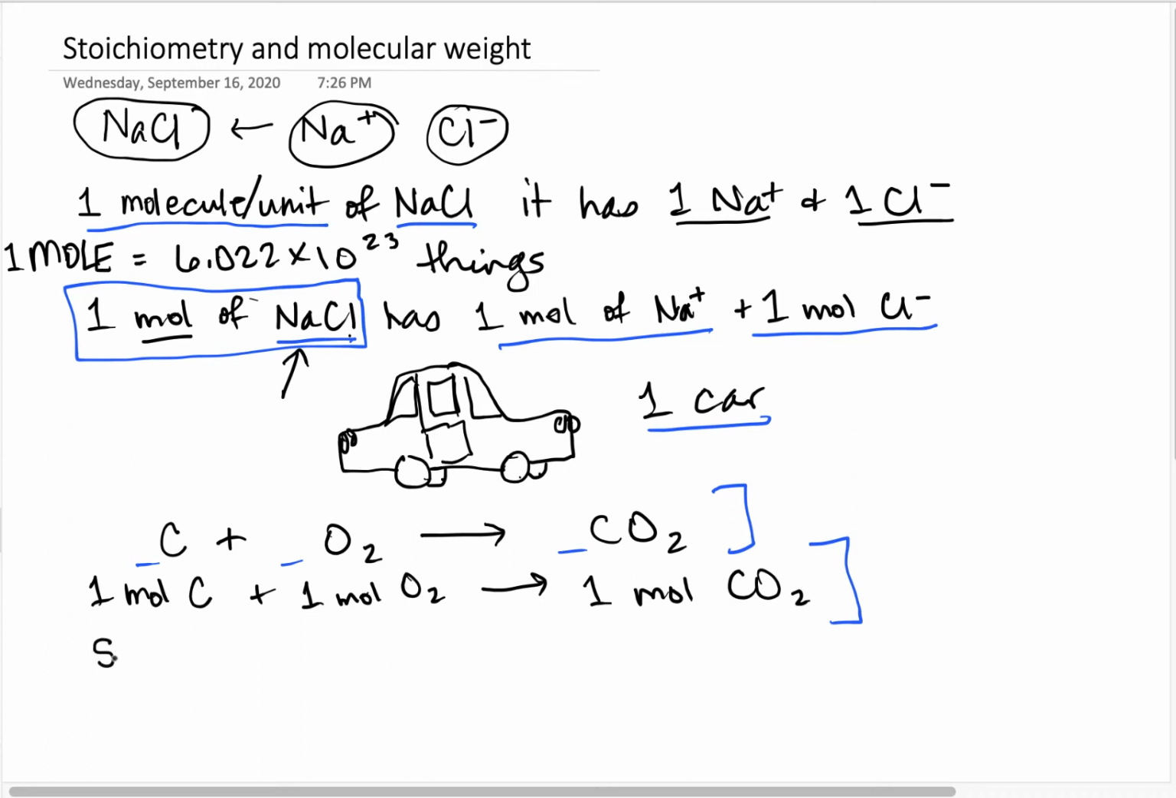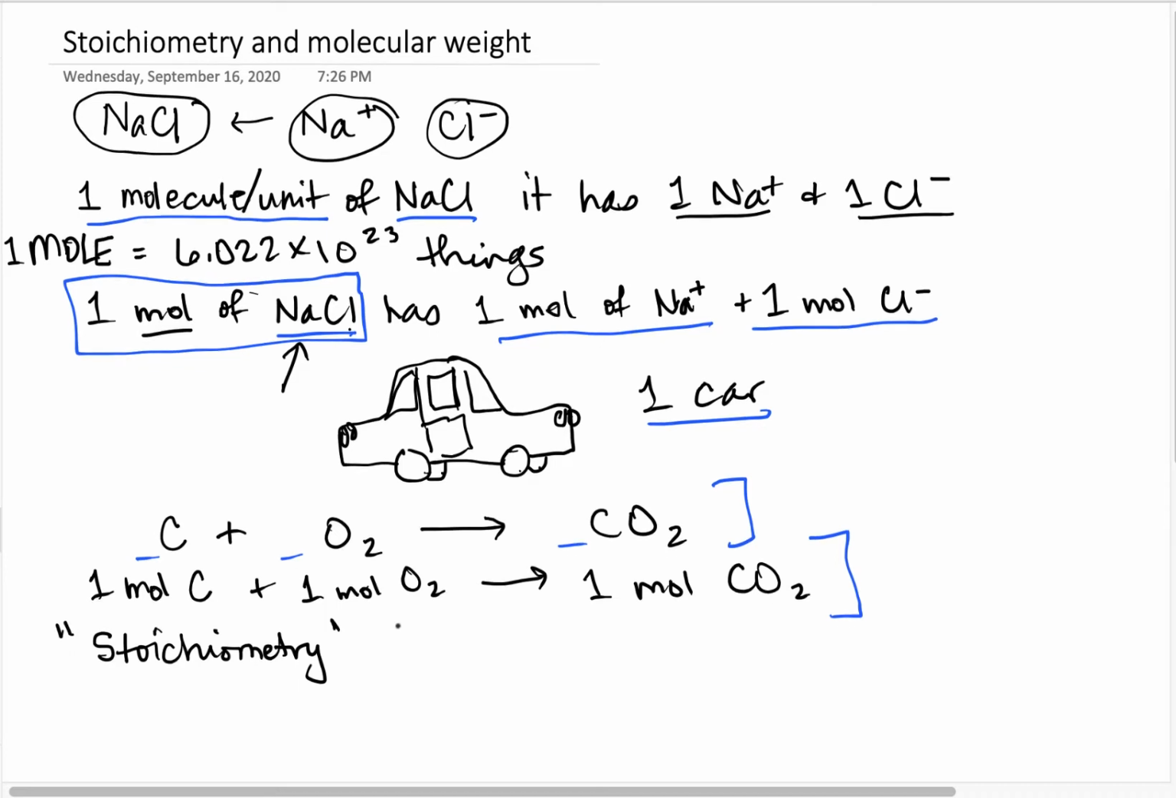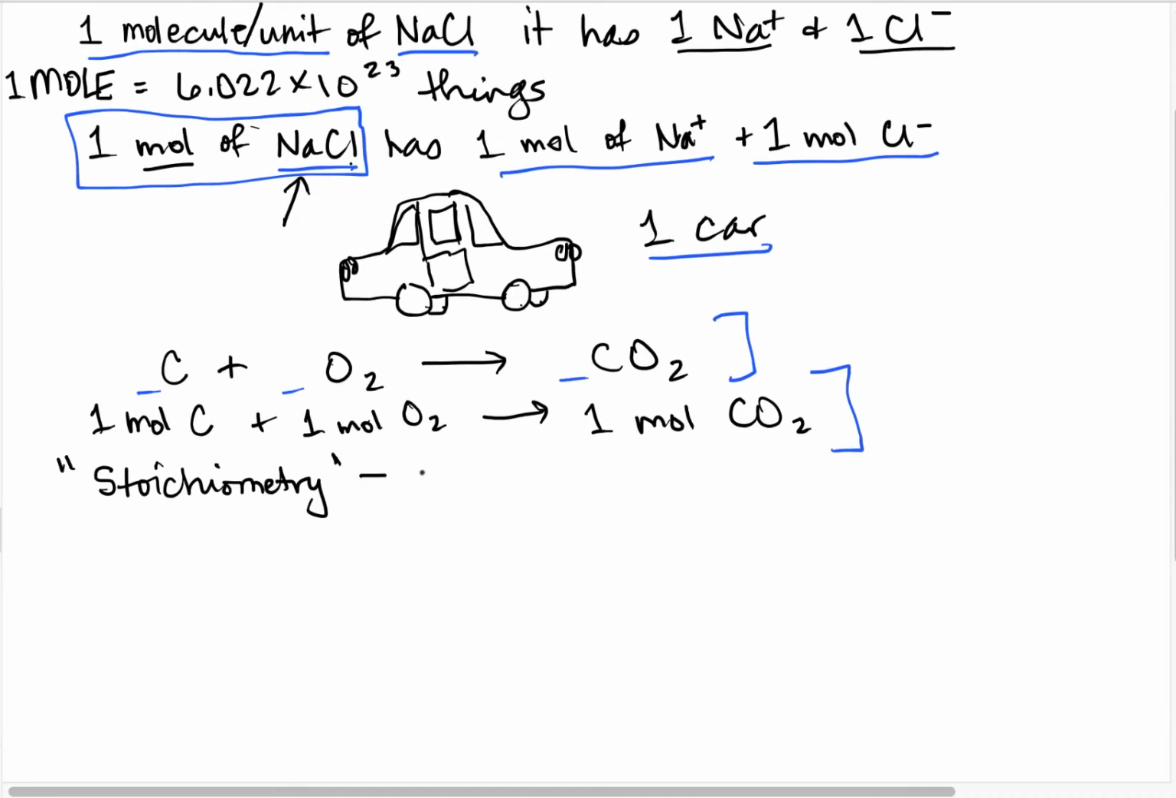And this big idea is called stoichiometry. Stoichiometry is the way of thinking about the ratios of how things react. Sort of the proportionality of different materials for each other when they react together.